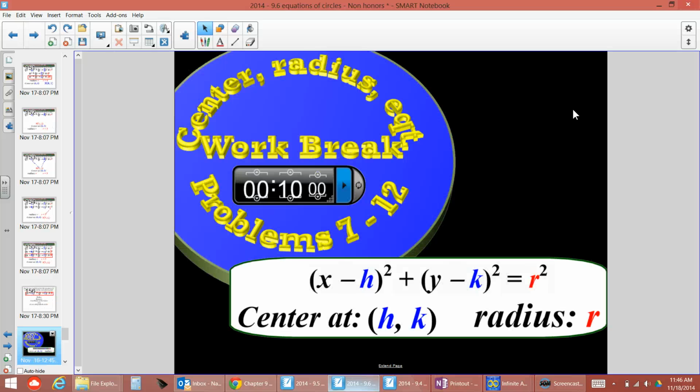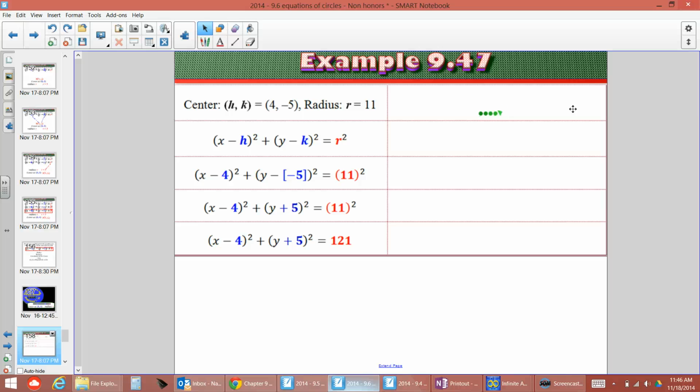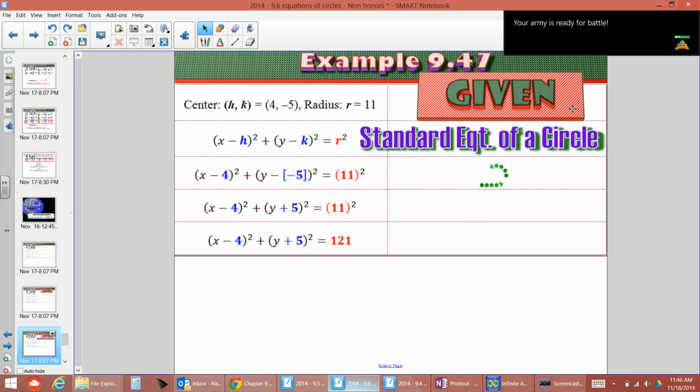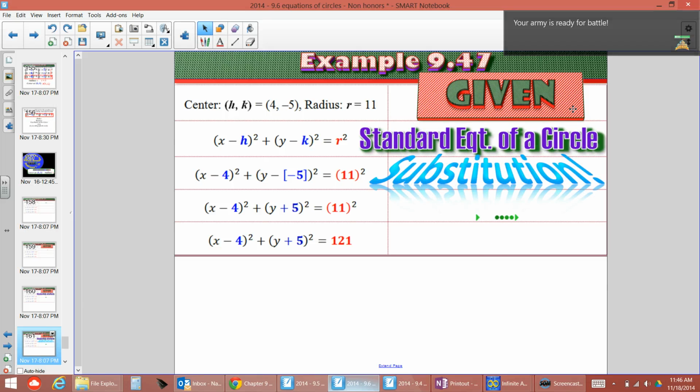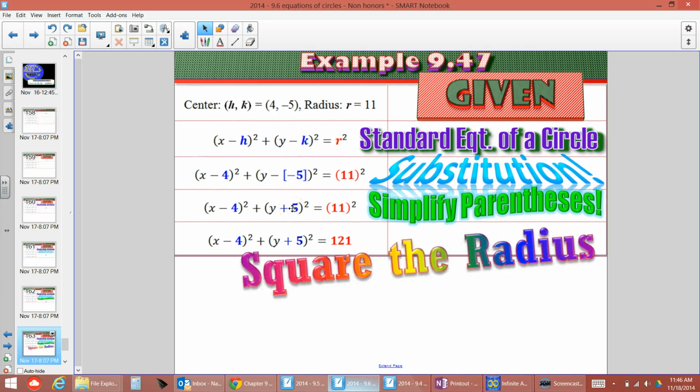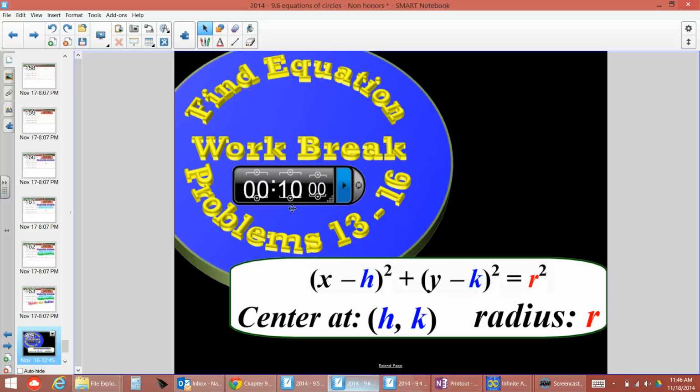So now you should be able to work on 7 through 12, all of it. To give you an example of what's going on here, if I have a center of 4, negative 5, please fill this in. You're given this information. You know the standard form of the equation. You substitute in the information. You simplify your parentheses. So notice here this is a minus of a minus, so you simplify it. Then you square your radius and you're done. So that should be 13 through 16.